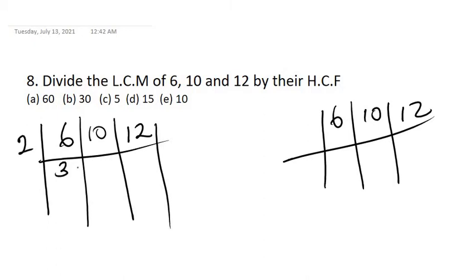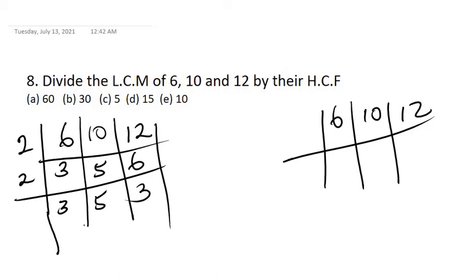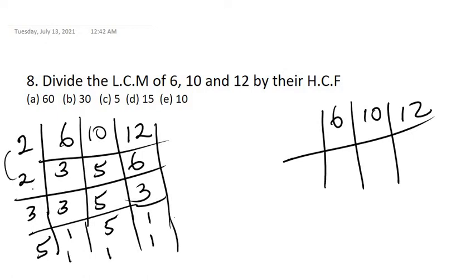6 divided by 2 is 3, 10 divided by 2 is 5, 12 divided by 2 is 6. 2 can still go, which will give me 3, 5, 3. 2 is done with its work. We have odd numbers all through. 3 can go: 3, 1, 5, 1. 5 can go: 1, 1, 1. So LCM is 2 times 2, 4. 4 times 3, 12. 12 times 5, 60. LCM is 60.